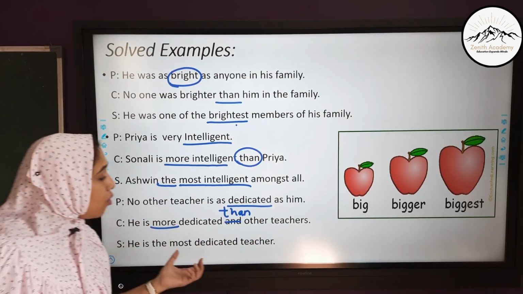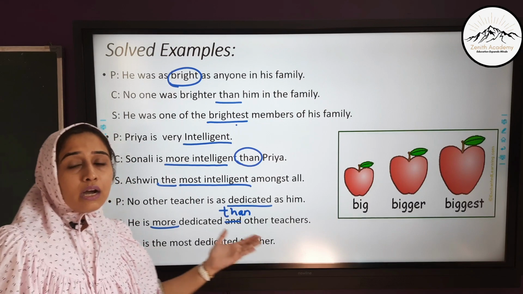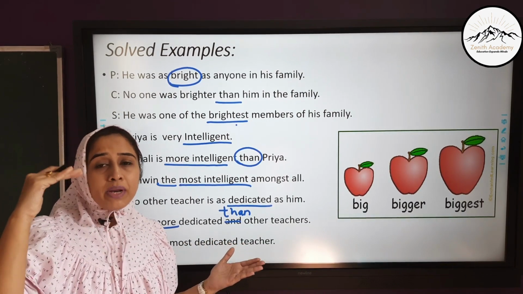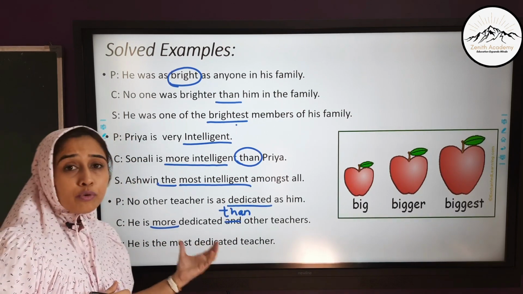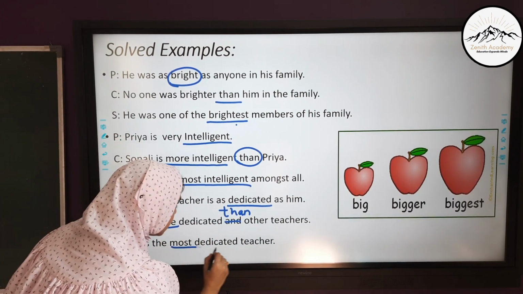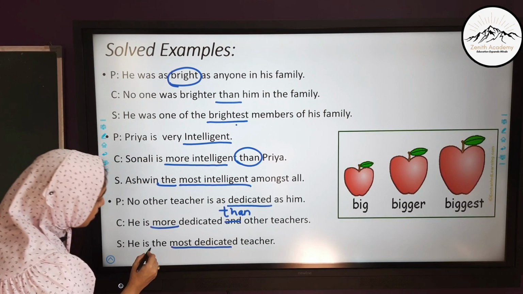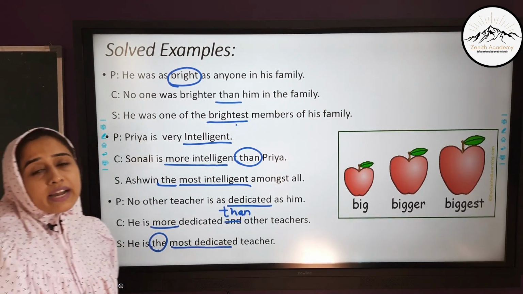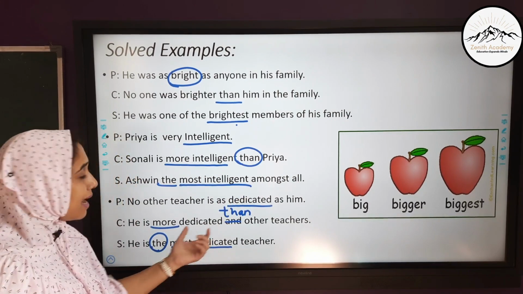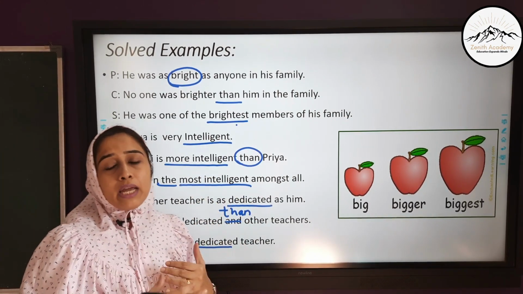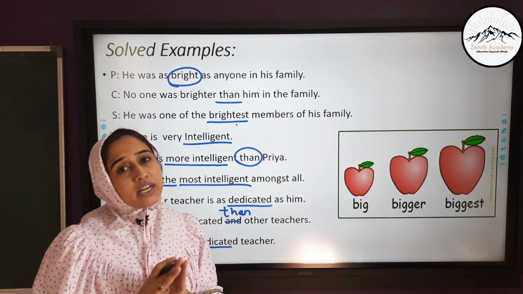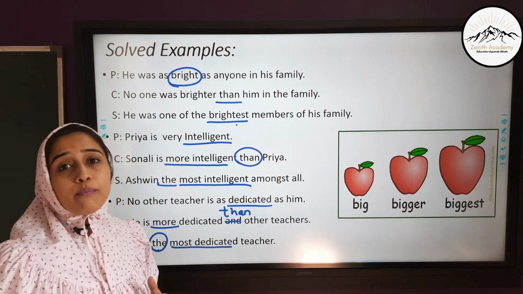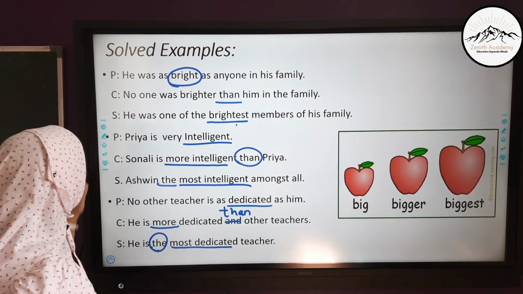He is the most dedicated teacher. Now his dedication reaches the best level, the supreme level, so it becomes the superlative form. We add most dedicated, and it is the most dedicated. This is the basic rule, and we cannot forget it, because if we make these minor mistakes, the entire meaning or the format of the sentence changes and it is grammatically not correct. Let's solve some more examples for better understanding.